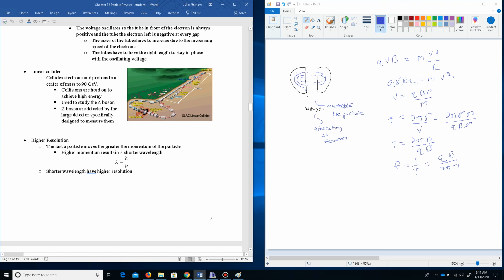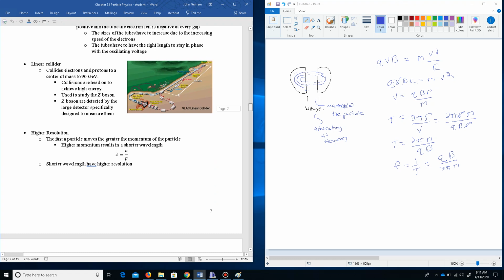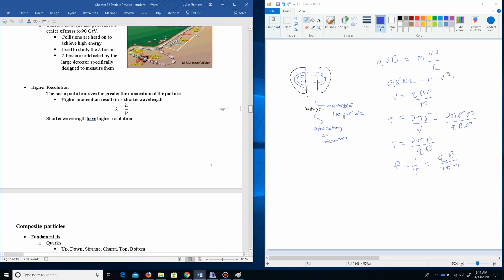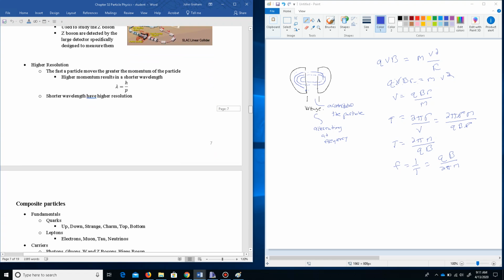And then in order to get high resolution, the faster a particle moves, the greater the momentum of the particle. The higher momentum results in a shorter wavelength. So when this is high, this wavelength will be short. And then the shorter wavelengths have a higher resolution. So that's why they have to speed everything up, so they can have a shorter wavelength and better resolution in measuring these.